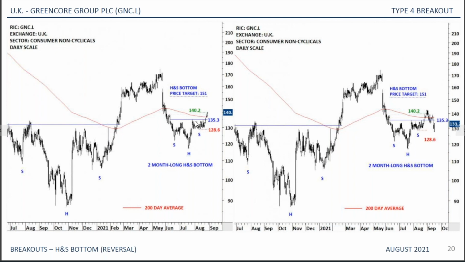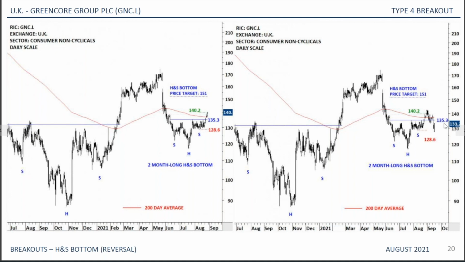Left shoulder, head, right shoulder. Now this, on a 2-month long head and shoulder bottom, was breaking above the 200-day moving average. That's why I like to feature this. A similar longer term head and shoulder bottom formed here earlier. So it was a carbon copy of the bottom reversal, but in a shorter term time frame.